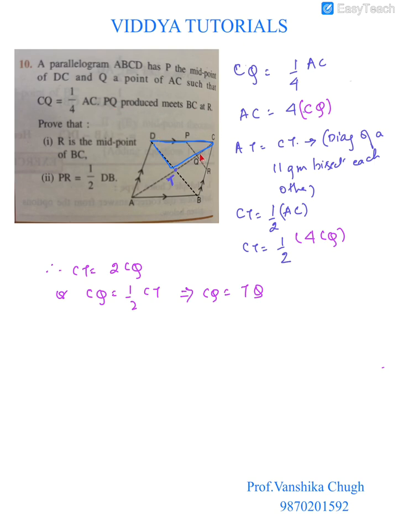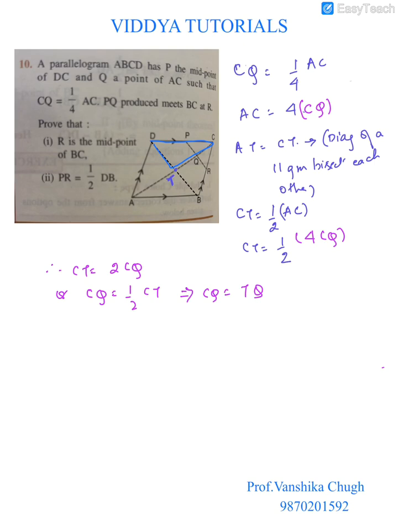So PQ is produced to meet BC at R. I have to prove that R is the midpoint of BC. And then I have to prove that PR is half of BD. Now I have been given that CQ is 1/4 of AC. So if I shift the 4 here, I get AC as 4CQ.